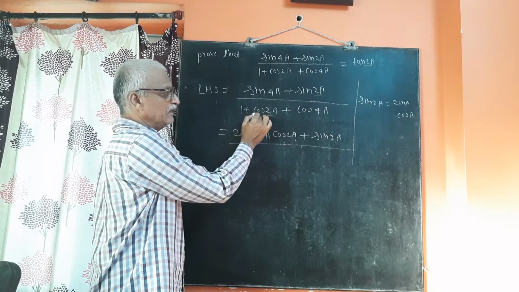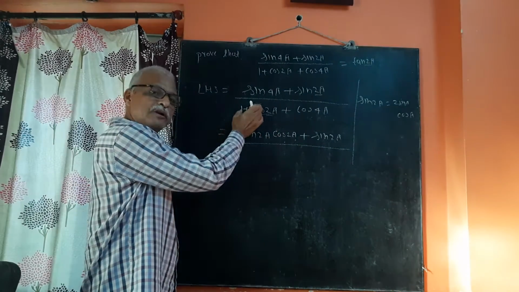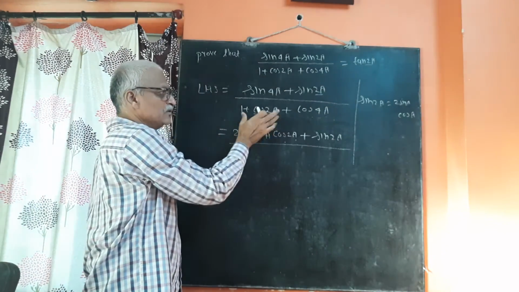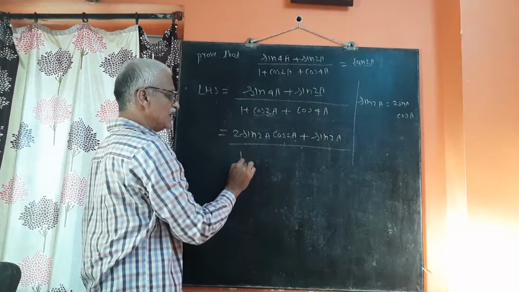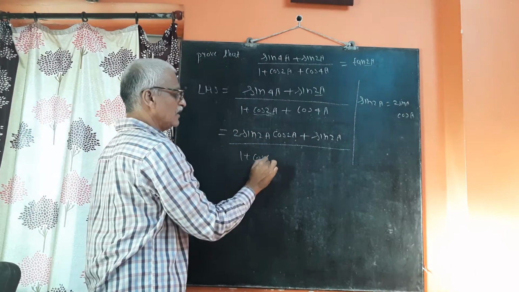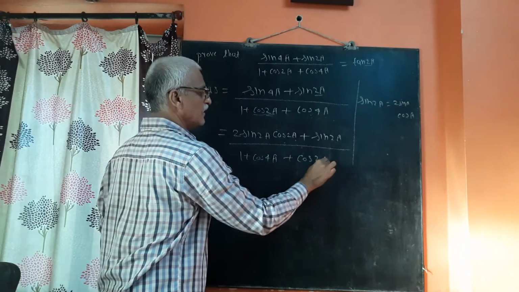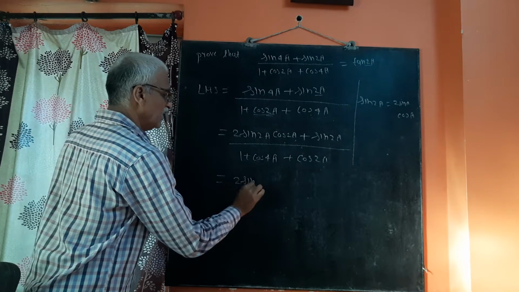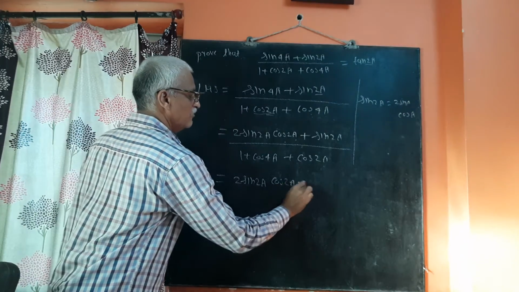This term should remain as it is because the angle matches here. It is 2a, here it is 2a. So we have to combine this first and last. We can rearrange the denominator as 1 plus cos 4a plus cos 2a. So it is equal to 2 sin 2a into cos 2a plus sin 2a divided by 1 plus cos 4a plus cos 2a.